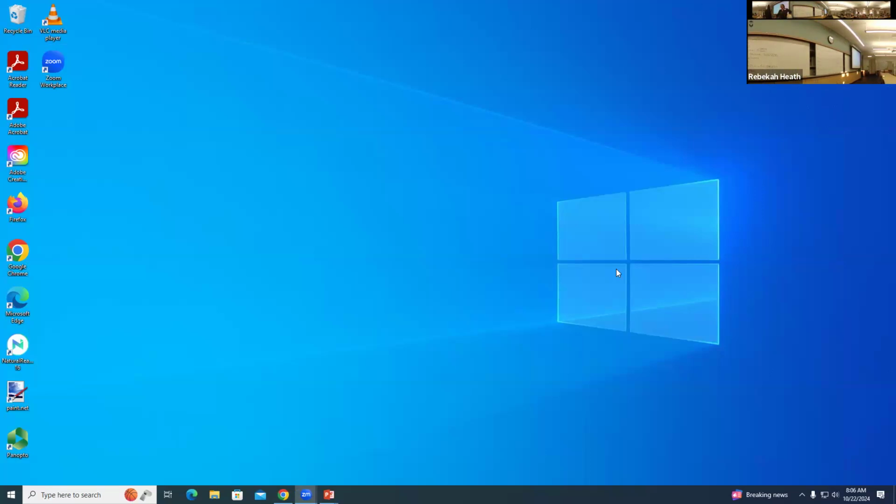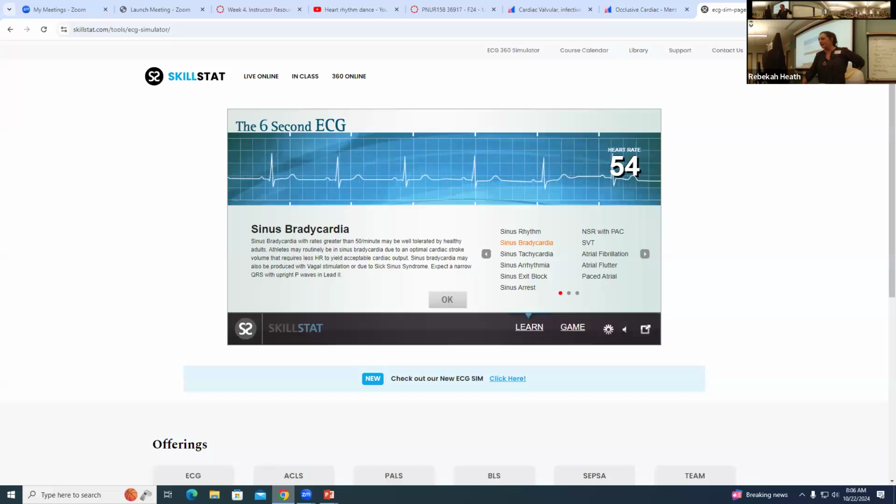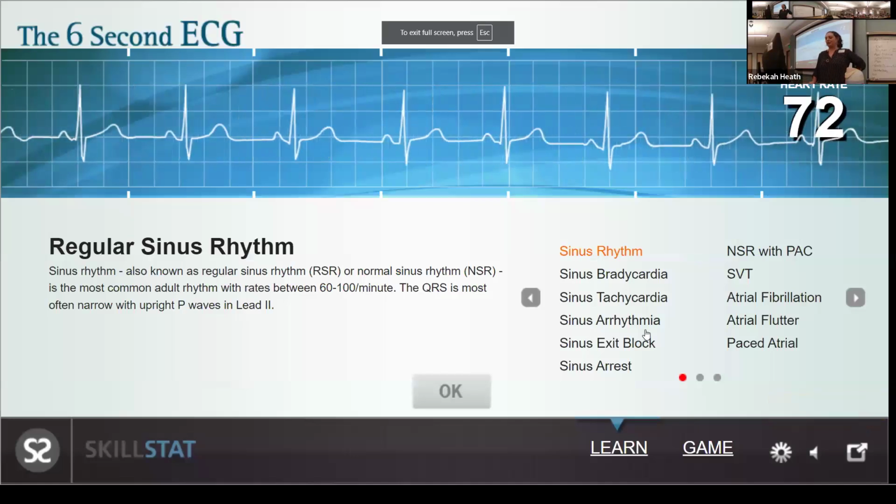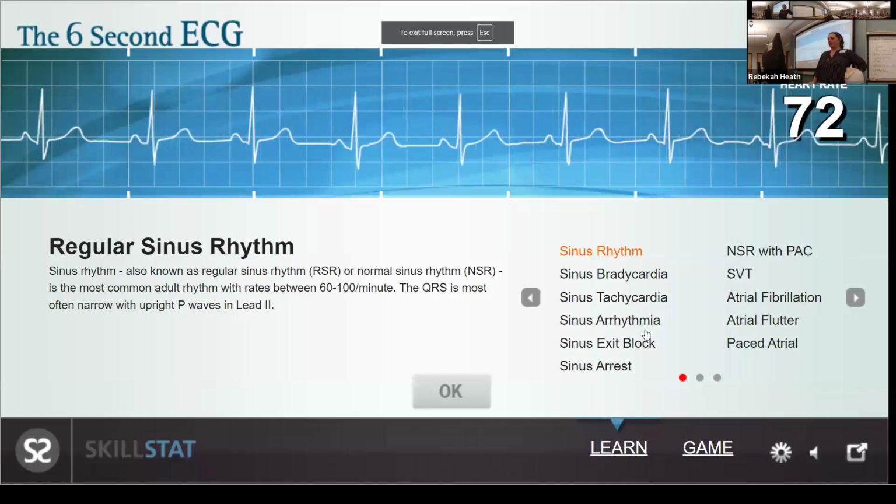I found this website that I thought was kind of fun, and I linked it on our resources page. If I didn't put it on the resource page yet, I will at the end of today. You can click on these different rhythms and it will show you what the rhythm looks like, especially in real life.